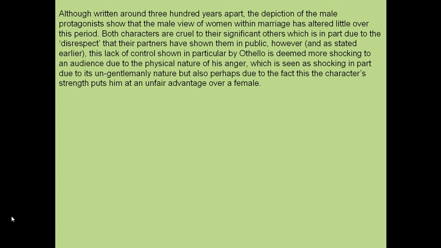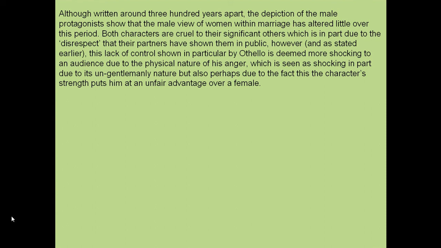I've then put a second play in there if you wanted to, so you can see obviously how I would then link a third, but I don't necessarily need to in this text, but it's just an example of what you could do. Although written around 100 years apart, the depiction of the male protagonist shows that the male view of women within marriage has altered little over this period.